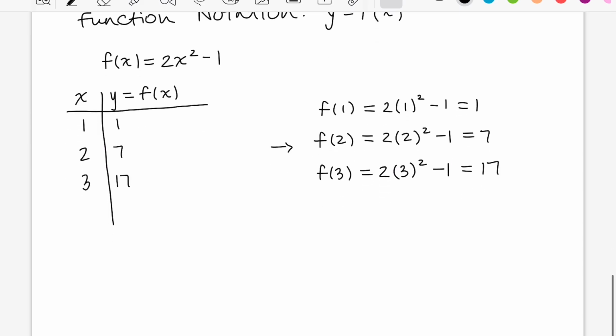All right, and something to note here, this is a function. Now remember, our definition of a function said that these x values cannot repeat. So what we mean by that is we can't plug in one x value and get 2 different answers, right? No matter what, when we plug in 1, we're always going to get 1. When we plug in 2, we're always going to get 7. When we plug in 3, we're always going to get 17. There's no repeated x values.